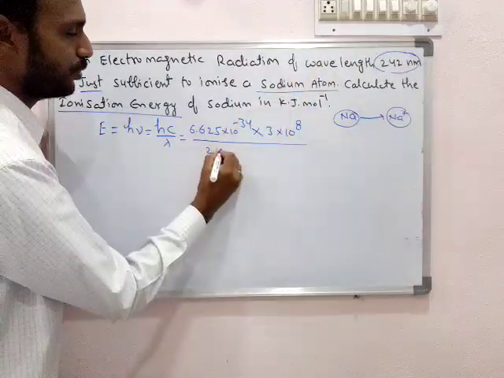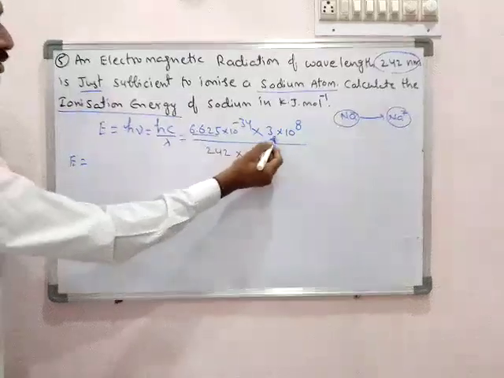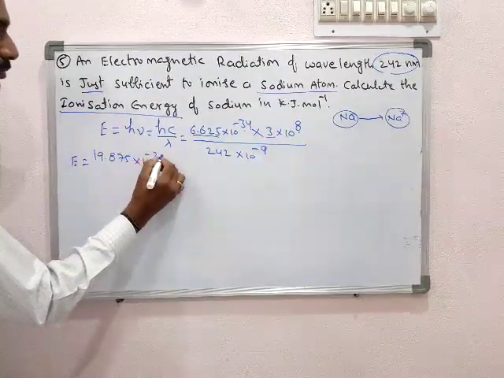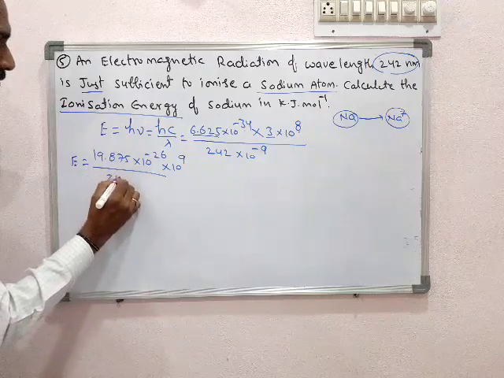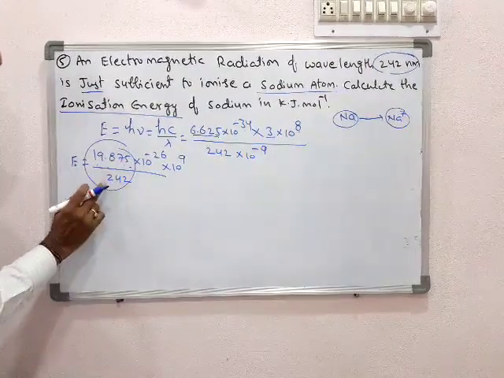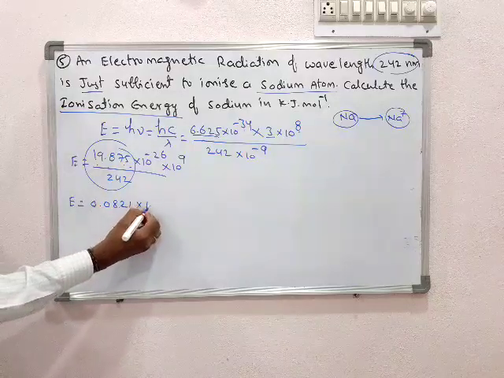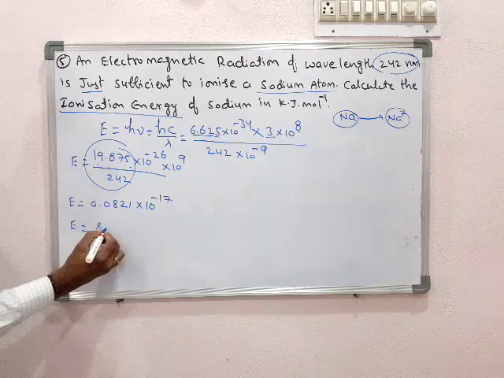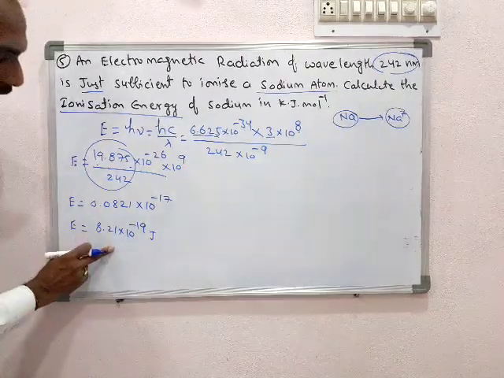So here lambda is given as 242 nanometer. We can make it 19.875 by 242, so approximately equal to 0.0821 into 10 to the power of minus 17 joules, or we can write it as 8.21 into 10 power minus 19 joules. So this is the energy required.